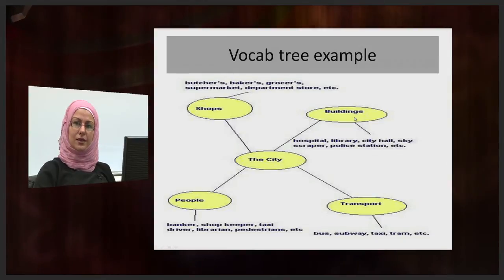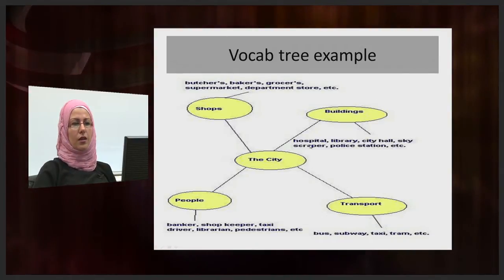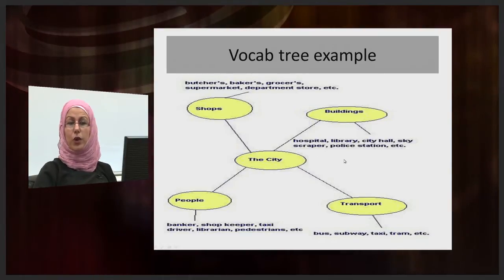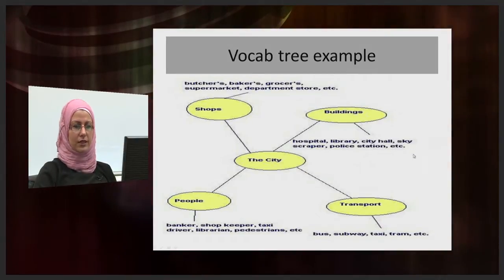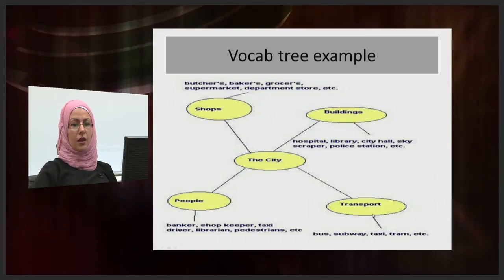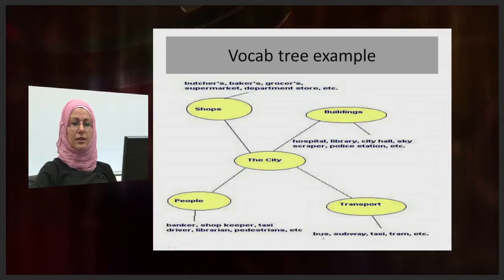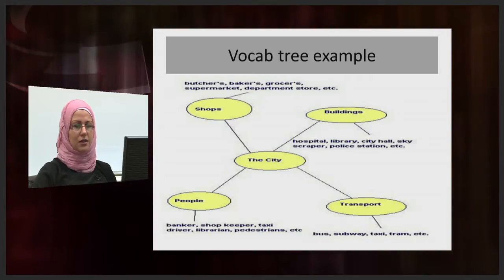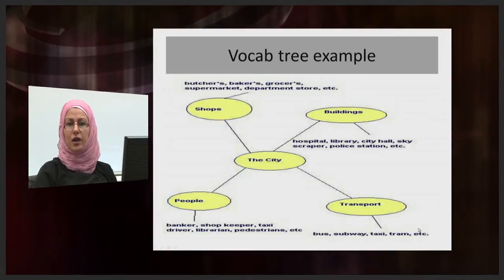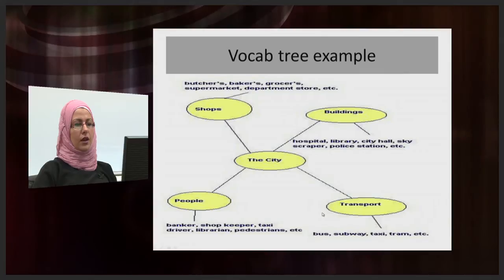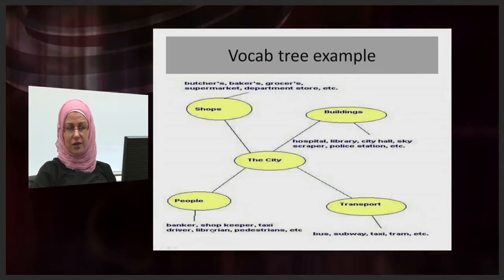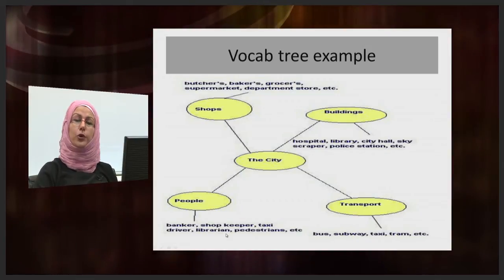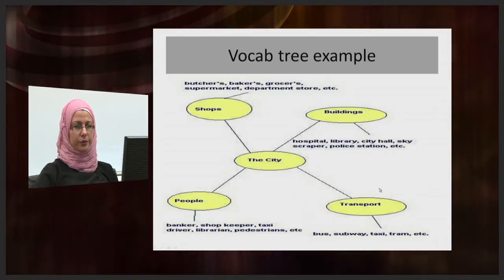Another category related to the city is the buildings. The subcategories of buildings may be hospital, library, city hall, skyscrapers, police station, etc. Means of transport. You can list down all the means of transport that can come to your mind and that are related to the city, that can be found in the city. The bus, subway, taxi, tram. And for people as well, you may list down the jobs related to the city, like banker, shopkeeper, a taxi driver, a librarian, pedestrians, etc.